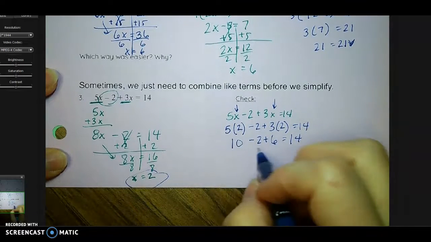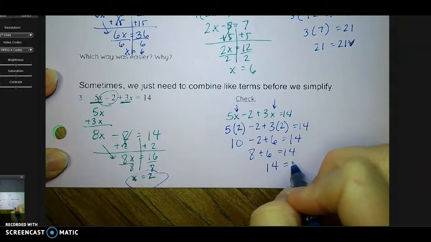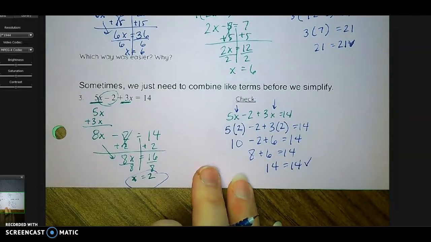Then I'm just going to go left to right here. I've got 8 plus 6 equals 14. And 14 does equal 14. That's a true statement. So my answer checks out.